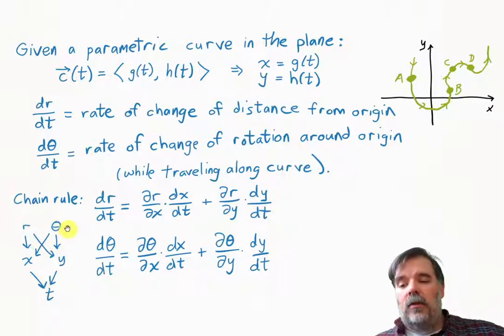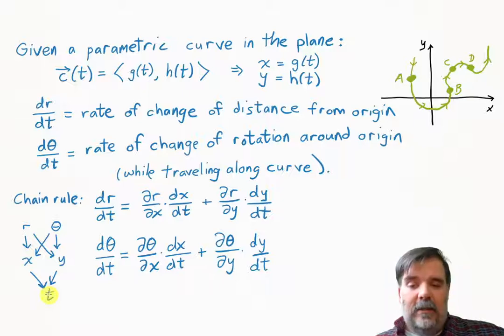Meanwhile, for the chain rule that helps you calculate d theta dt, there are two ways in which a change in t would affect theta, again both through x and also through y. So the chain rule states that the formula for d theta dt is equal to d theta dx times dx dt plus d theta dy times dy dt.